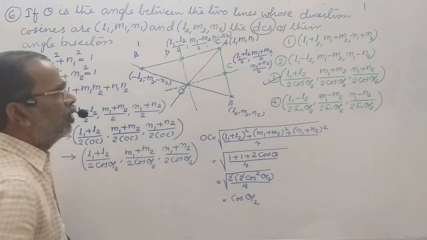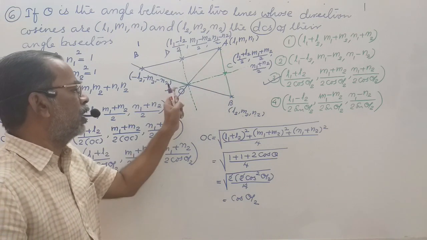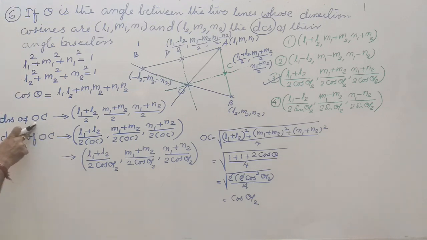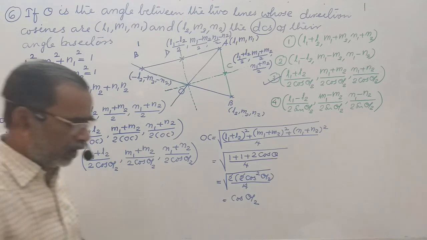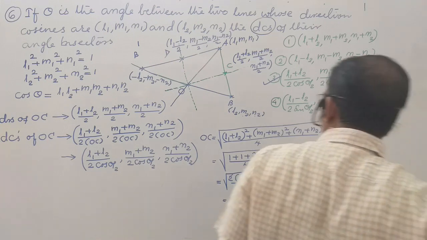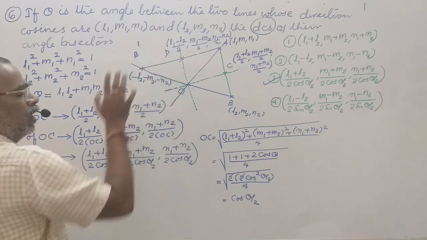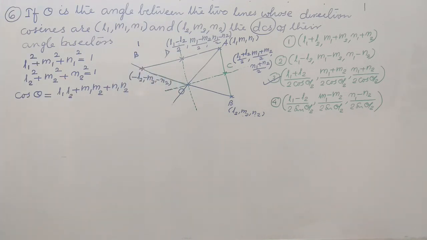Same process. Here I had found midpoint of AB, which is C. From this I calculated direction ratios of angle bisector OC, then its direction cosines. Similarly, we will find the direction ratios of OD and then direction cosines. Right. Here other angle bisector is OD, no? Therefore, I will write DRs of OD. OD is second angle bisector.